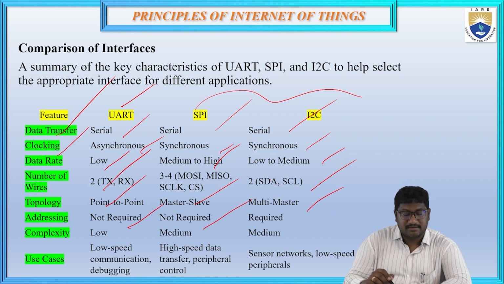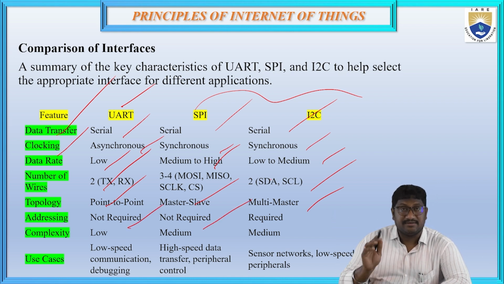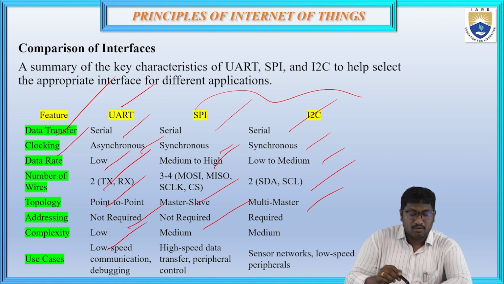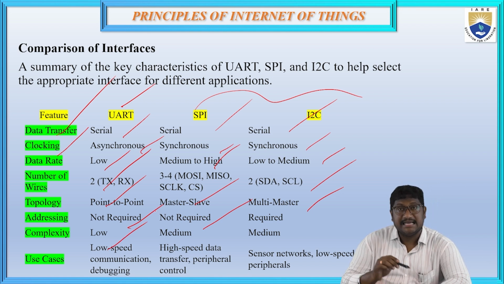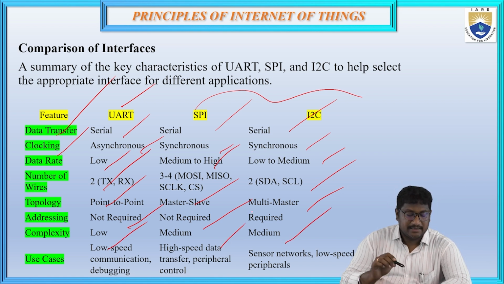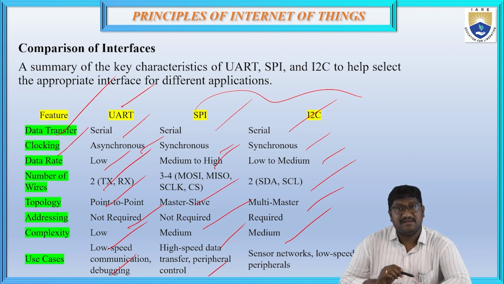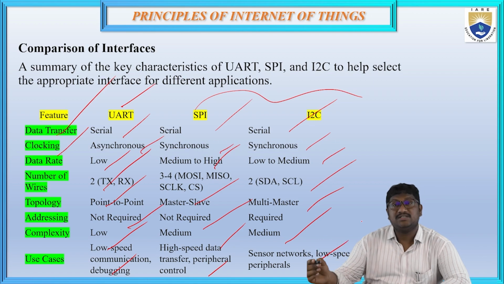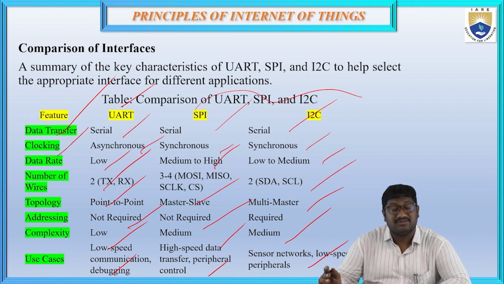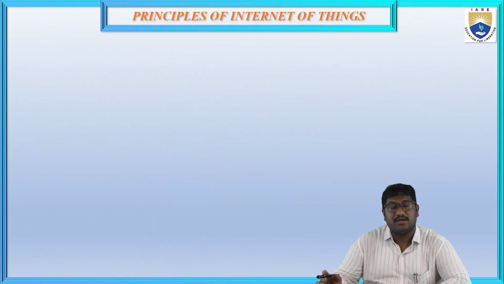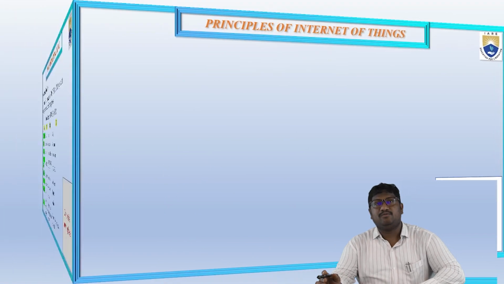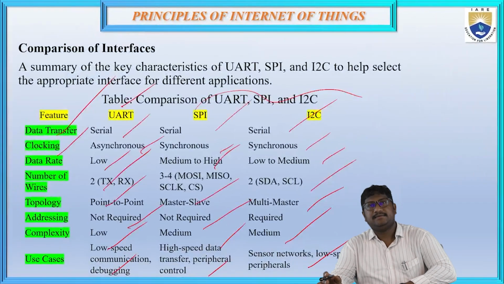Addressing: not required, not required, and in I2C it is required. Complexity: low, medium, and here only medium. And coming to use cases, here we use communication and debugging, here we use data transfer and peripherals, and here we use sensor networks and low speed peripherals. This was the detailed comparison of UART, SPI and I2C. Have a look for a second.